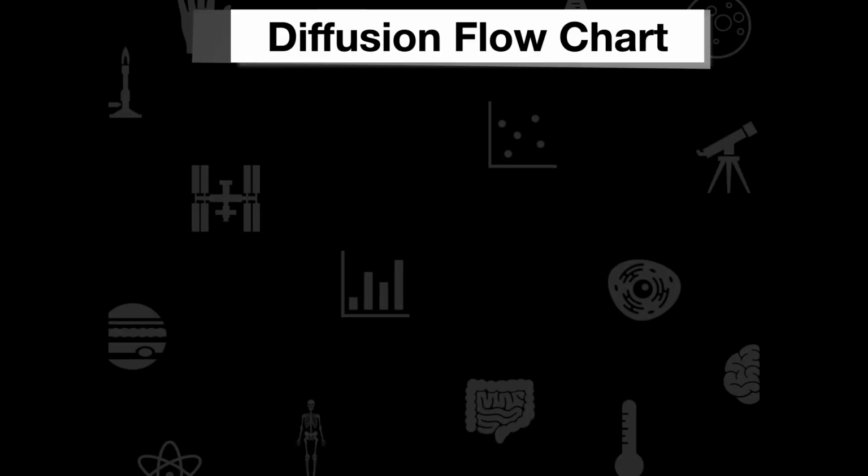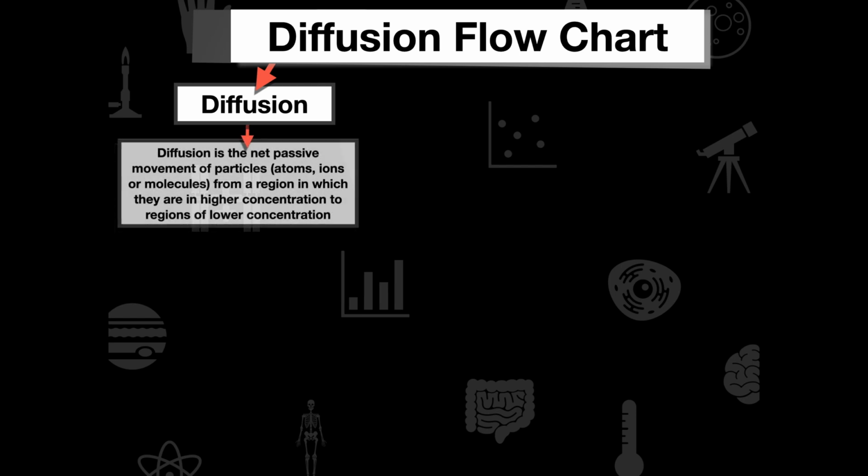Okay, so that's a lot of information there, and we want to make sure that we understand how cells move things in. So let's look at this flow chart to put this all together. There are two concepts that we learned about. The first concept is diffusion. Diffusion is just the natural net passive movement of molecules, particles, whatever it is, from an area of higher concentration to an area of lower concentration, and it does not require energy.